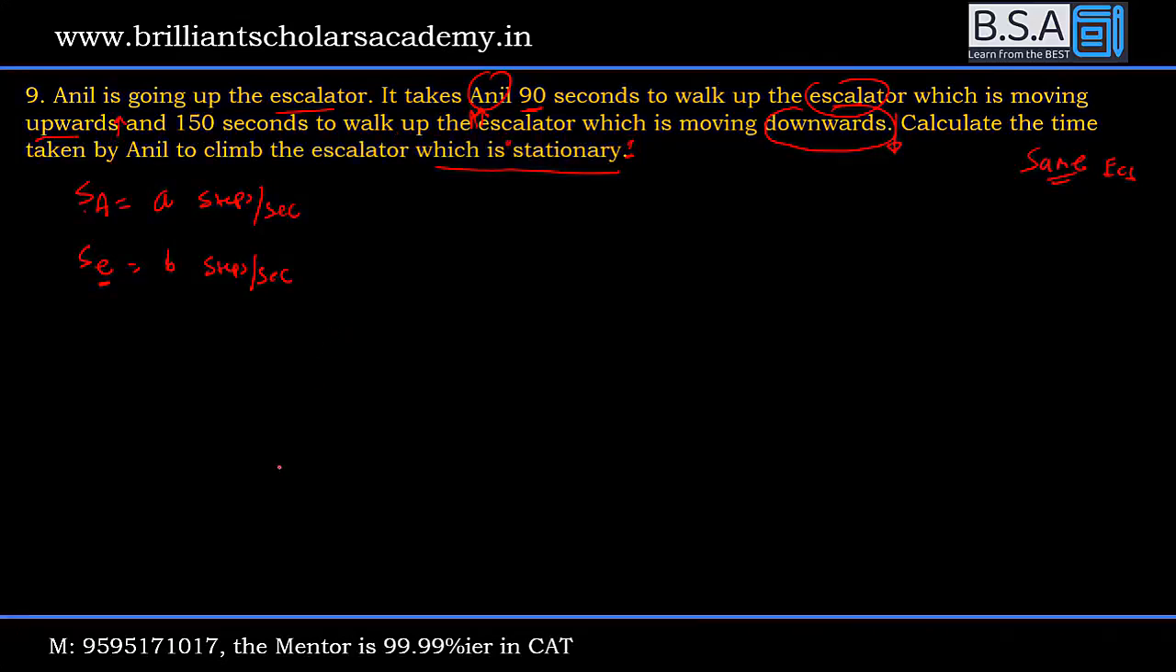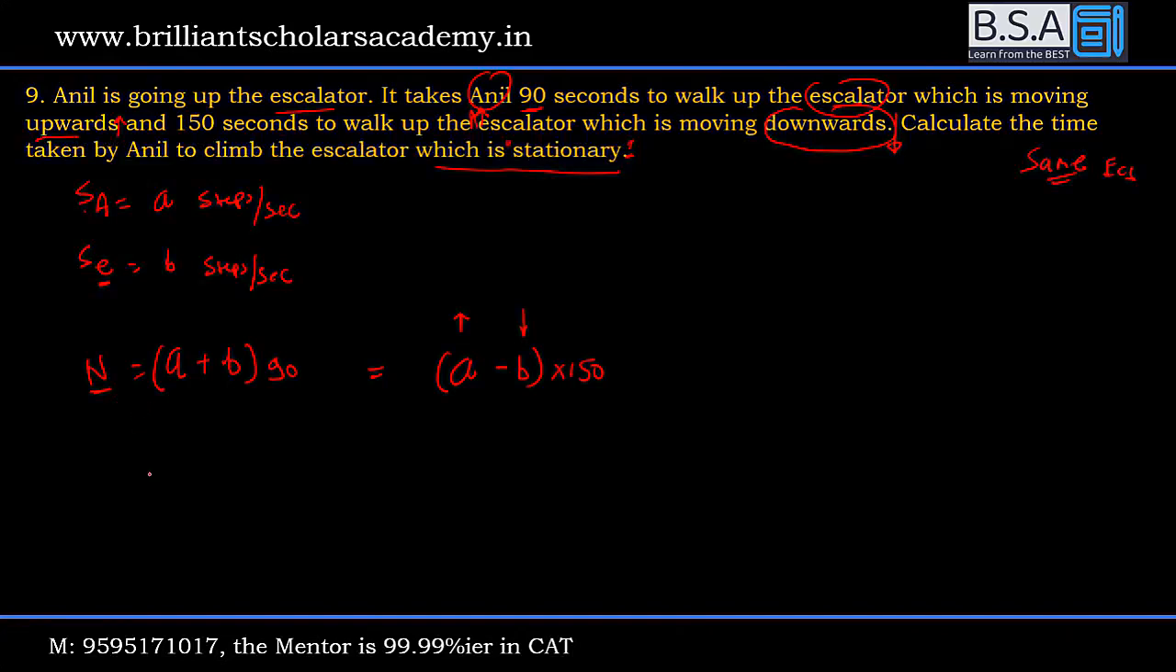When people go in the same direction as the water or as the escalator, their speeds are added. Anil will take A steps, escalator will take B steps, and their direction is the same, so speed will be added. Speed into time is equal to total number of steps. Now, in the second case, Anil is trying to go up, but the escalator brings him down. So speeds will be subtracted. Speed into time is equal to still the same number N.